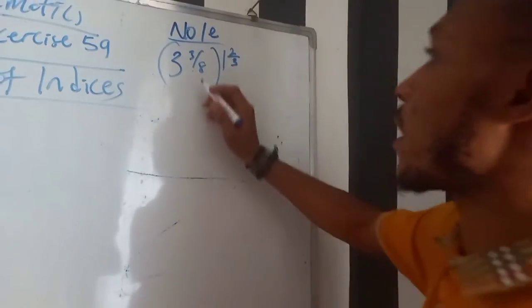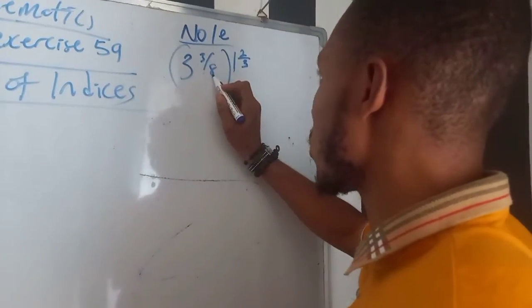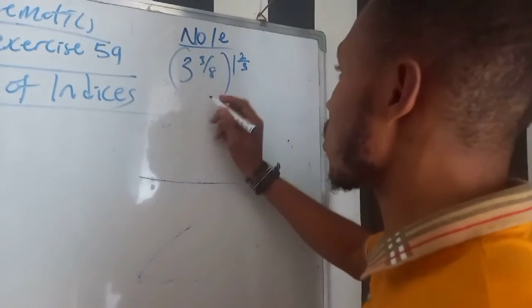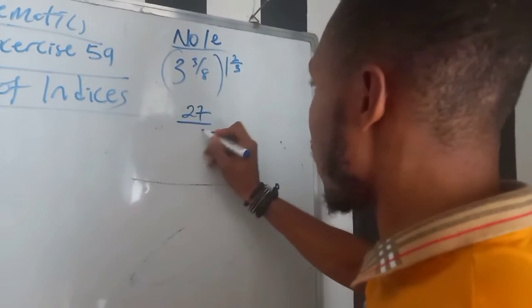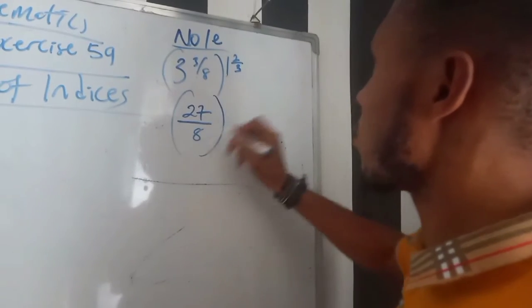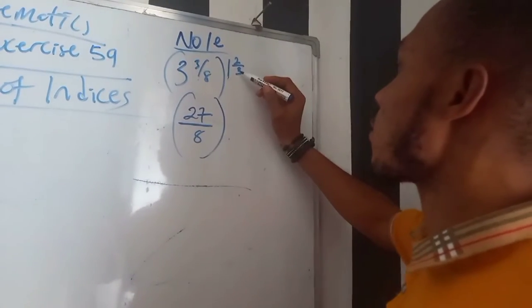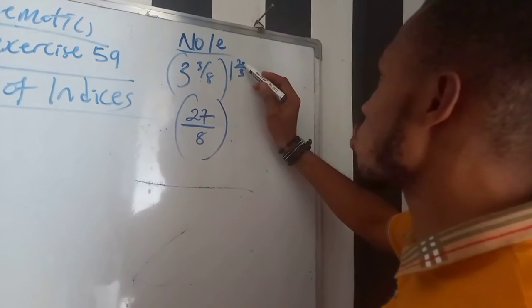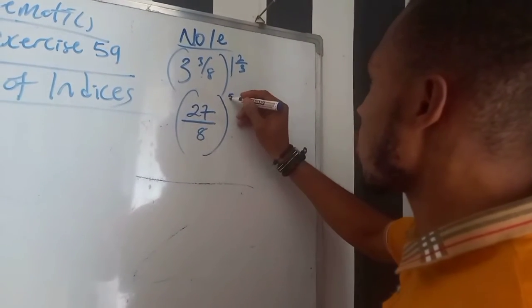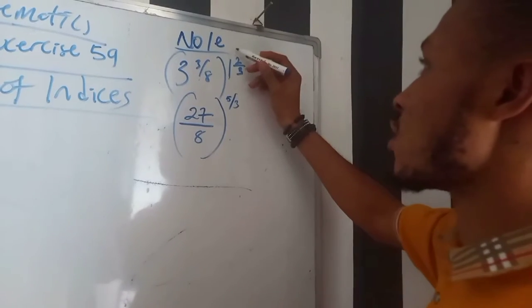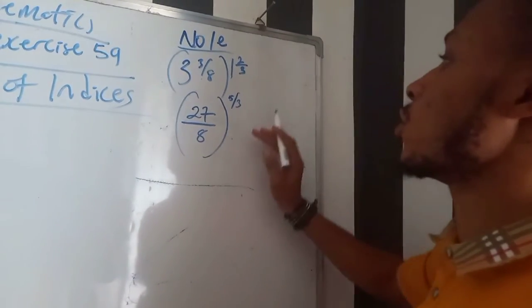Okay, next question. We see that 3 times 8 is 24, plus 3 is 27 over 8. Then I convert this to an improper fraction. So 3 times 1 is 3, plus 2 is 5, so 5 over 3. I've also converted this mixed fraction to a fraction.